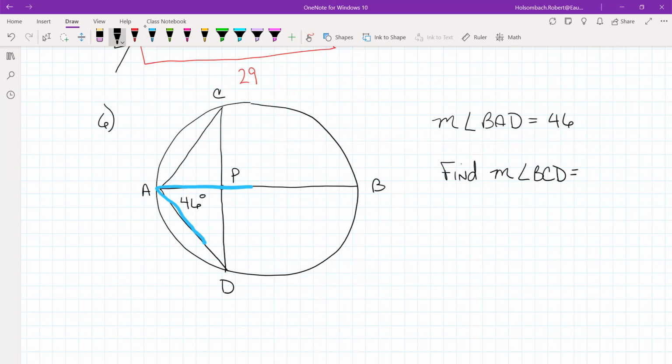Why that's important is because it means that the arc BD, this intercepted arc out here, is 2 times 46, which is 92. So here's this arc. It's 92. You need to measure BCD. And I'm sorry, there's actually a line that connects D and B and another line that connects C and B.